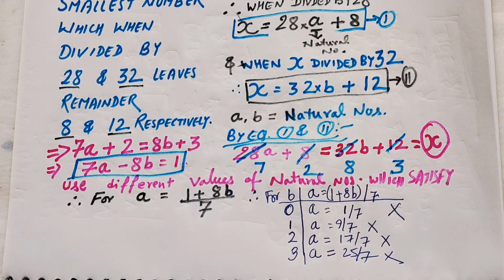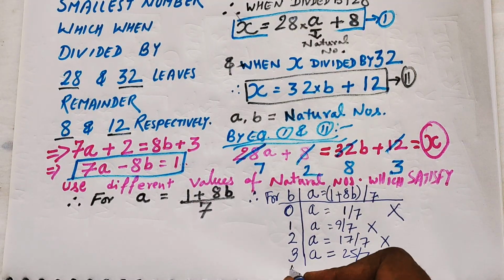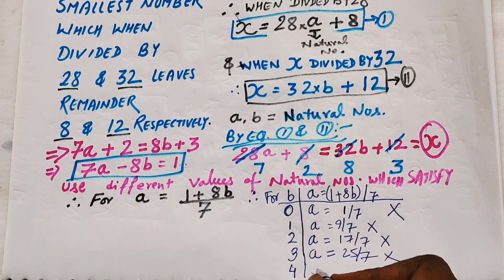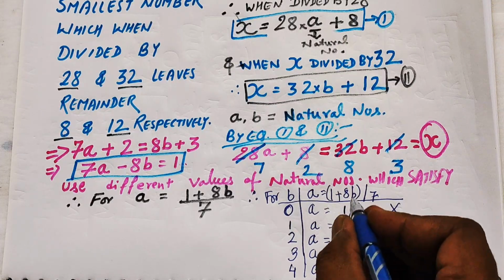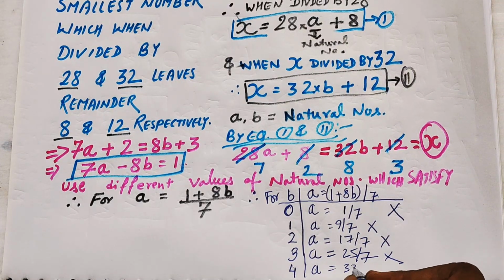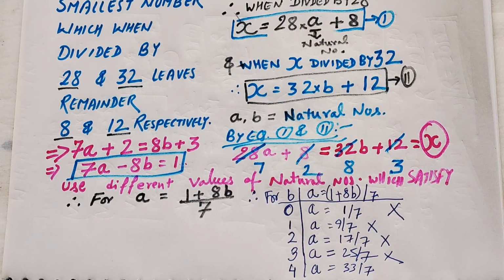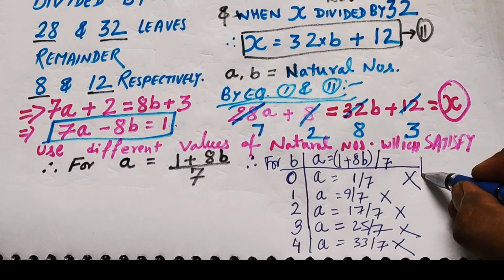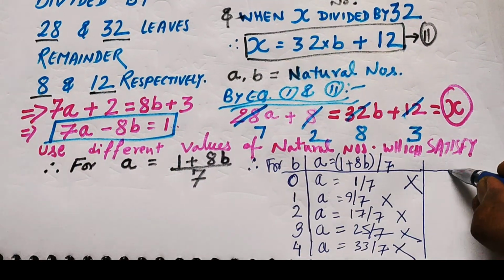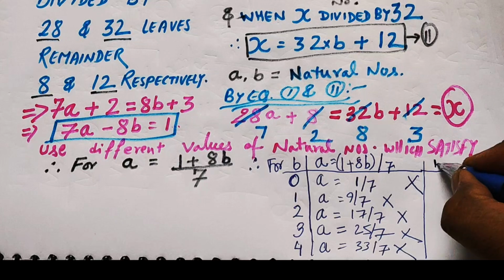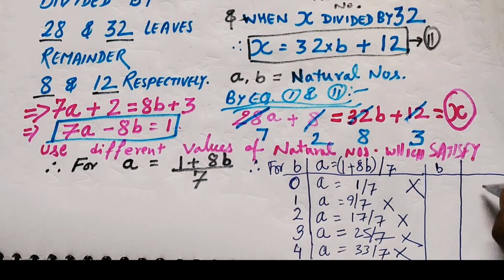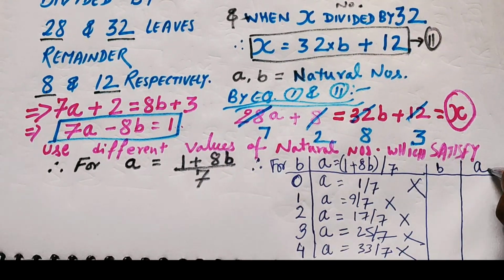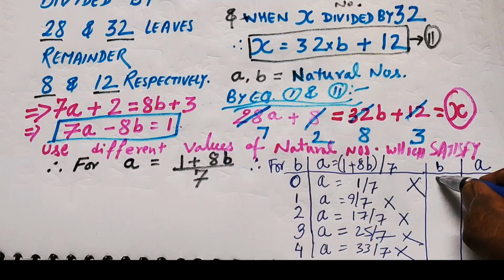So 25 by 7 is the value of a, which is also not a natural number, so that is also not correct. For b equal to 4, the value of a is 4 into 8, 32, plus 1, that is 33 by 7, which is also not correct. Now just increase the table so that we can count further. For b equal to 4 we have already considered, then after 4, 5.